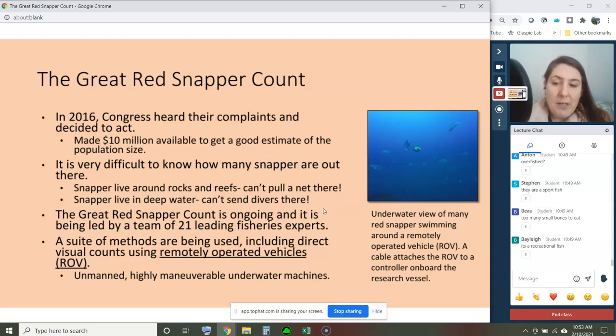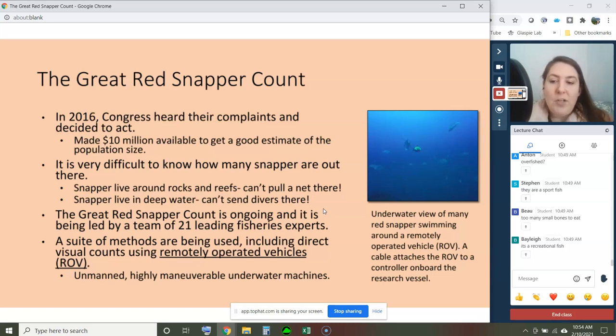With red snapper, we don't collect them with nets. They're collected with hook and line. It's really difficult to know how many snapper are out there because we can't scoop them up with nets. They live around rocks and reefs. You wouldn't be able to pull a net there. They also live in deep water, and so you can't really send divers there. So if you need to count how many are there, you can't pull a net, can't send divers. It becomes kind of complicated.